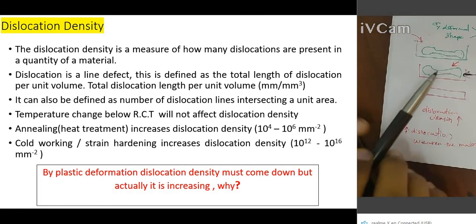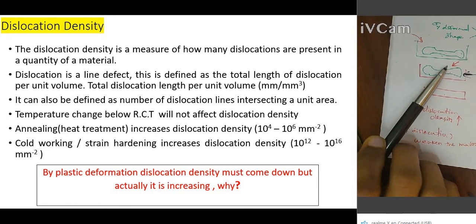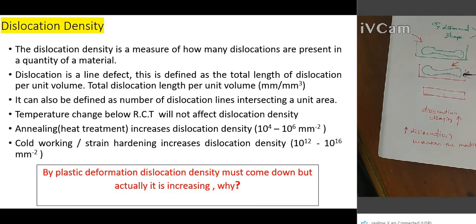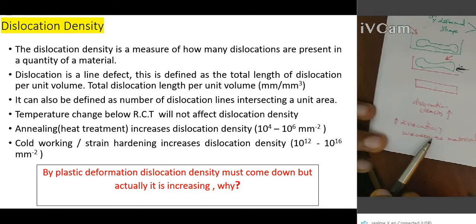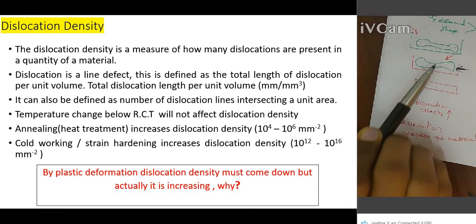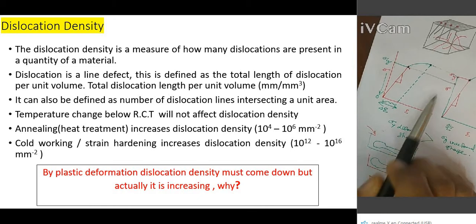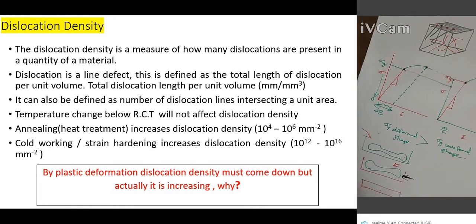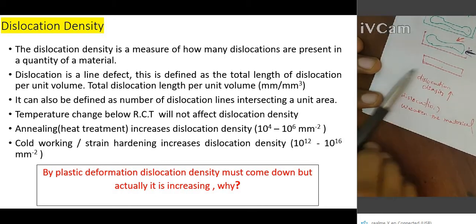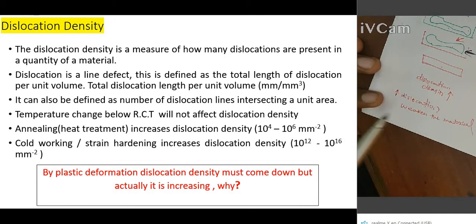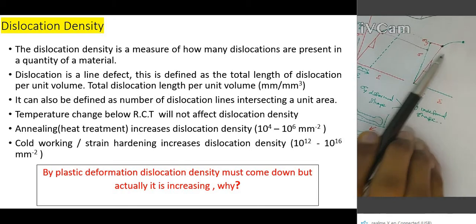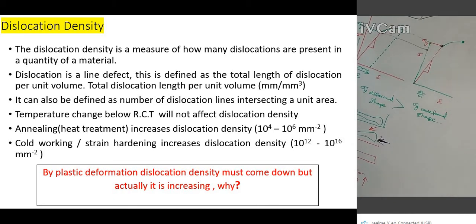When I deform any material, dislocation density will increase. Dislocation density is actually the disorder. When the disorder increases, that actually weakens the material. So that means when I deform, that leads to the weakening of the material. But here experimentally it is shown that by deformation the strength increases. Contradictory condition. This is the theoretical condition: when I deform a material by strain hardening, the material will weaken. But by experiment, this is the result, that by deformation or strain hardening, strength is increased. Okay.